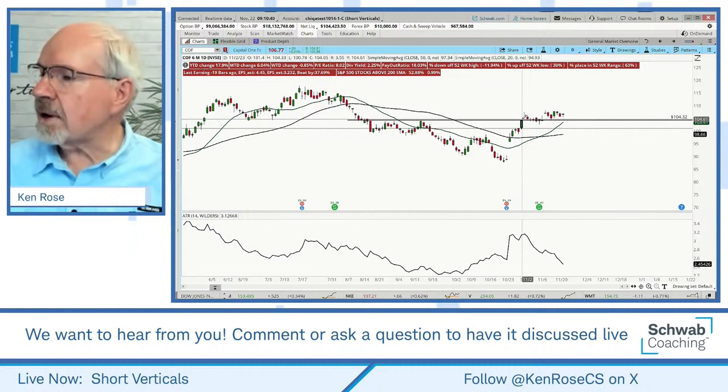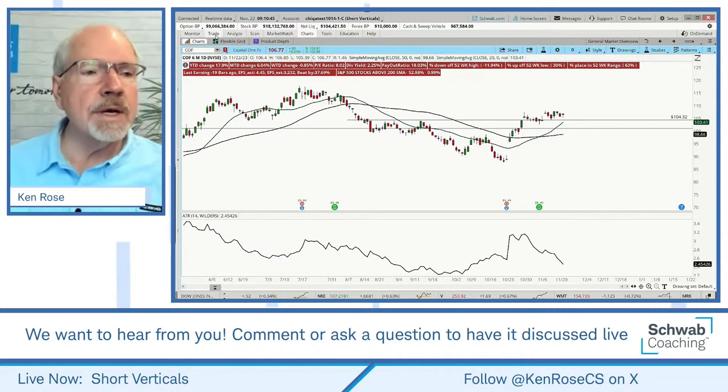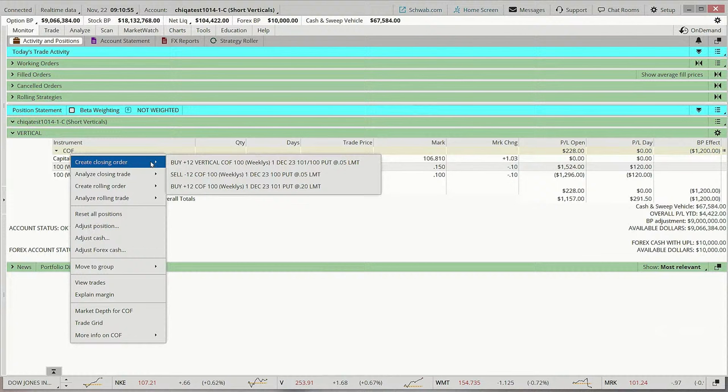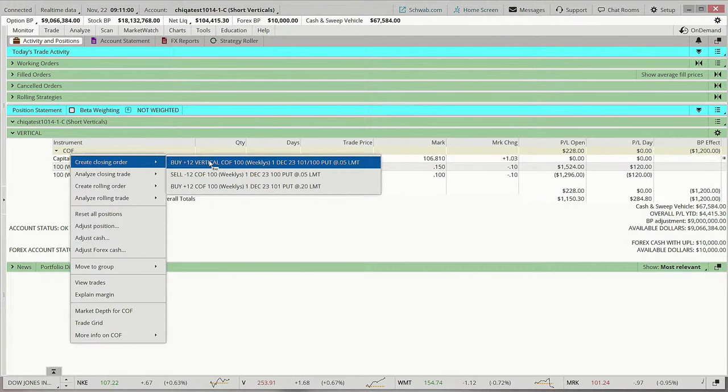Let's come up here then and we'll close out our trade, up here to the monitor page, activity and positions. I'll do a right click right here and we'll choose create closing order. So I'm going to buy this vertical back to get out of both sides of that. Like so, and it looks like we're buying it back.